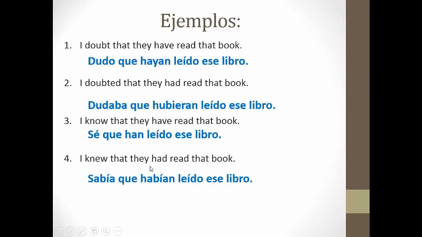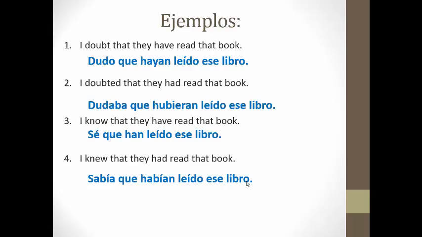So let's see how these would translate in Spanish. Dudo que hayan leído ese libro. Dudaba que hubieran leído ese libro. And then down here for 3 and 4 are indicative sentences. Remember, indicative means not subjunctive. Sé que han leído ese libro. And sabía que habían leído ese libro.